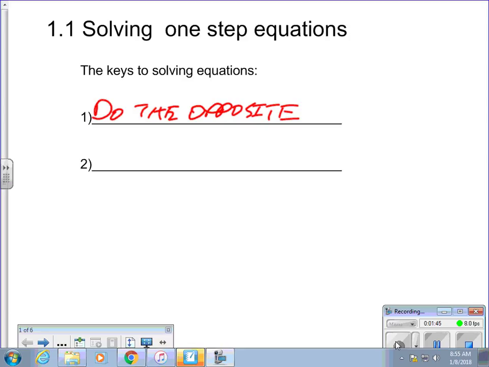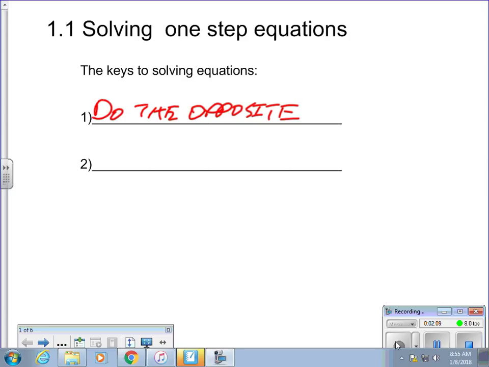Yes, my handwriting is crap. I freely admit it. You must listen to me when I'm saying it as well as writing it down. That's part of the reason why paying attention is important, because my handwriting is crap. And if you listen to me, oh, that's what he said, do the opposite. You tend to remember that a little bit better. Okay, so your first step is to do the opposite.